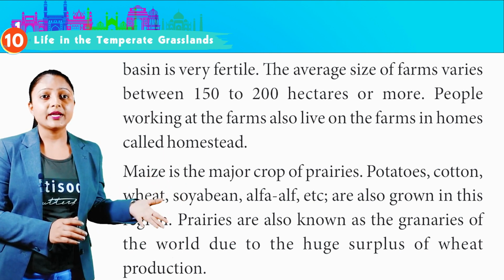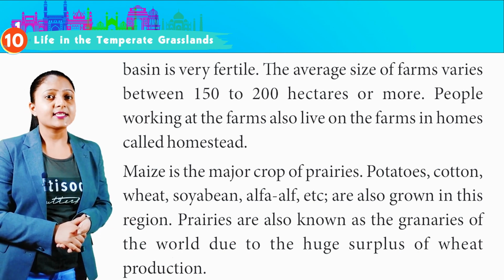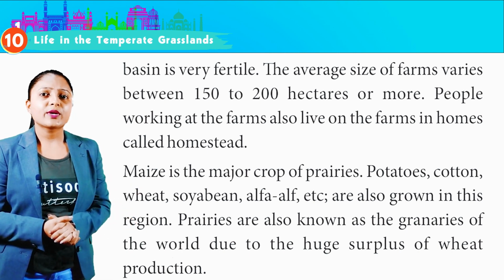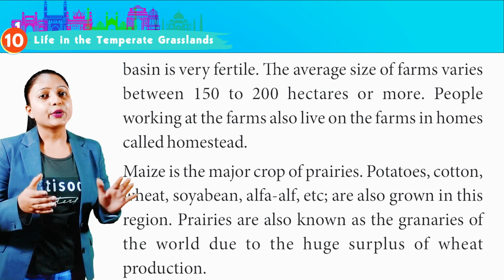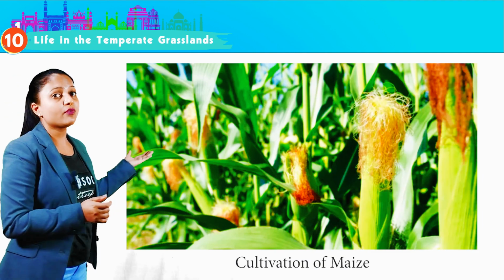Potatoes, cotton, wheat, soybean, alfalfa, etc. are also grown in this region. Prairies are also known as the granaries of the world due to the huge surplus of wheat production. This is the image of cultivation of maize.